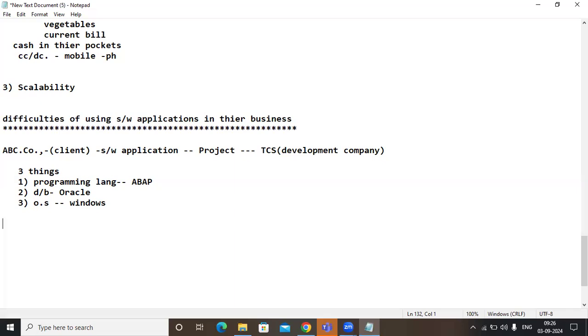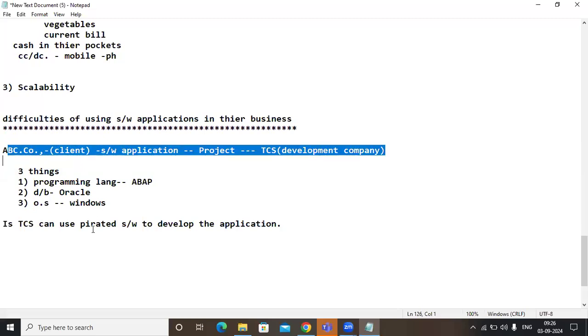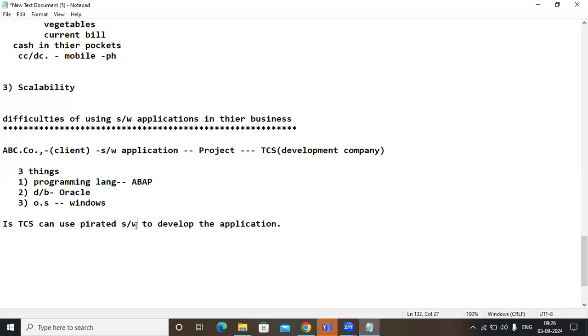My question is, can TCS use pirated software to develop the application as per the company requirement, the client requirement? What is the meaning of pirated software? Original, licensed software. Point clear, pirated is not original. That is called pirated.